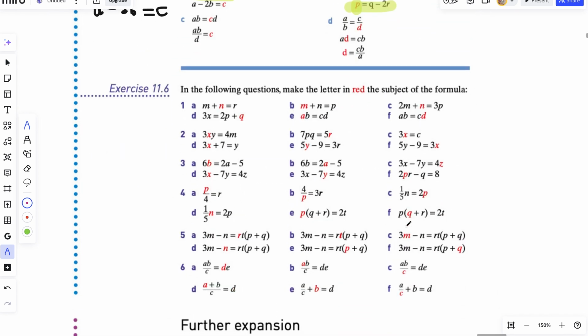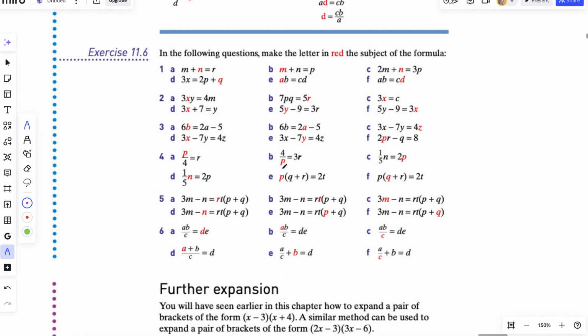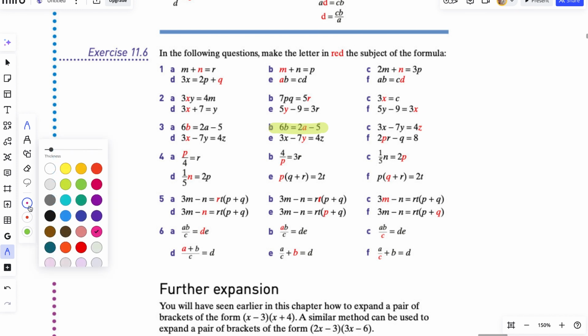So I think we've showed you what you need to do, which is to pause the video and solve as many as possible. Now let's take a look at one example here. How do you solve this type of problem? Make A, the red one, the subject of formula. How do we make A the subject of formula in this regard?